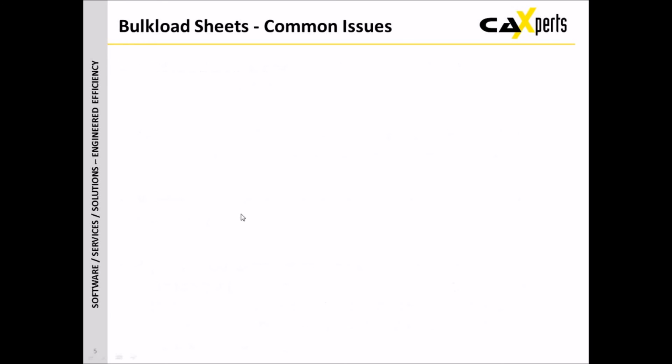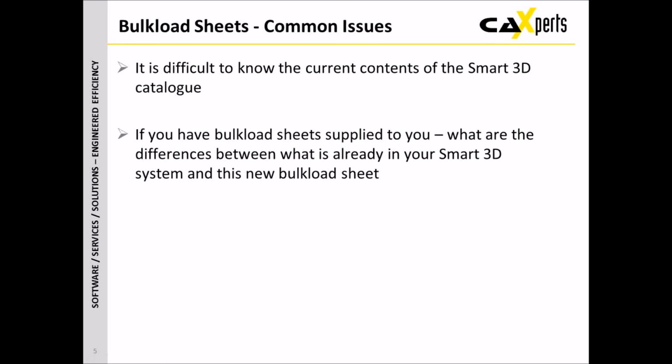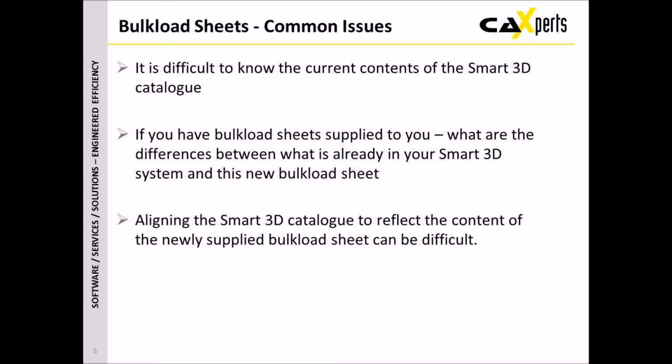The other things with bulk load sheets is that it's quite difficult to know the current contents of your Smart 3D catalog in terms of the spec and how it's configured. If you do have bulk load sheets supplied to you, what are the differences between what is already in your Smart 3D system and the new bulk load sheet that you've been supplied? And then finally, of course, aligning that new bulk load sheet, or aligning the 3D content, the catalog, to reflect the content of that newly supplied bulk load sheet can also be very difficult and time consuming. So that covers the bulk load sheets.